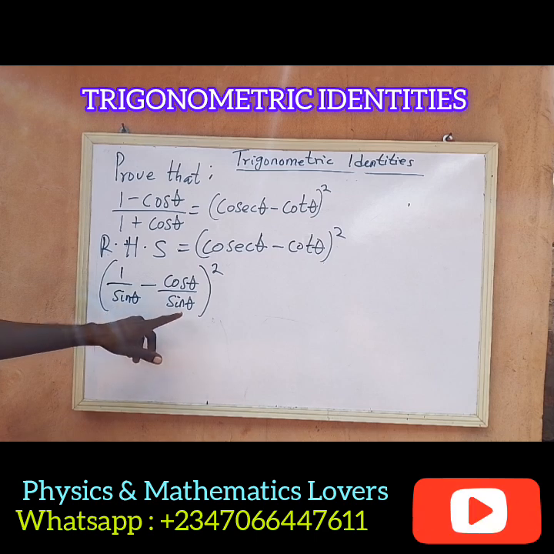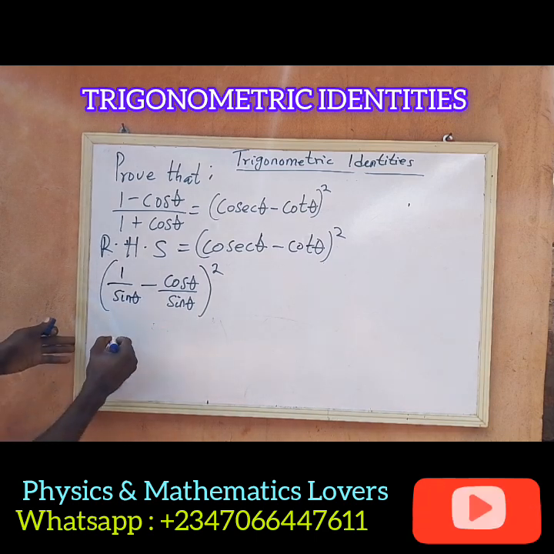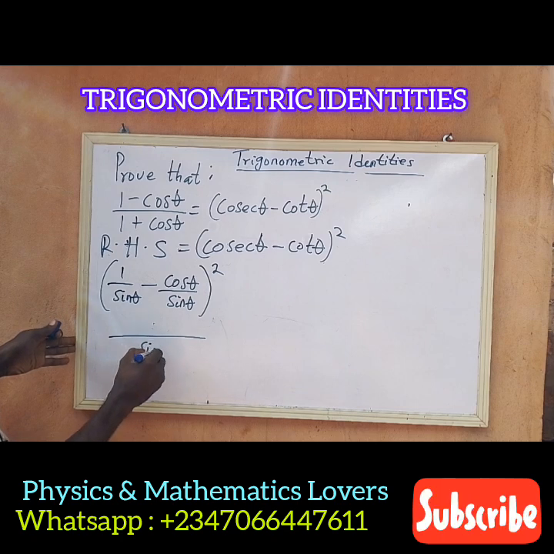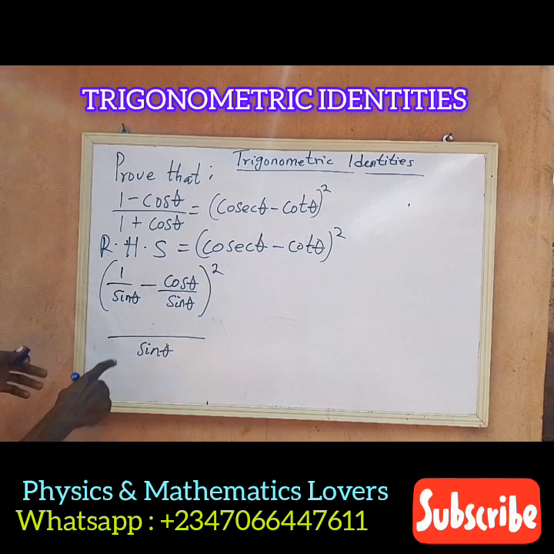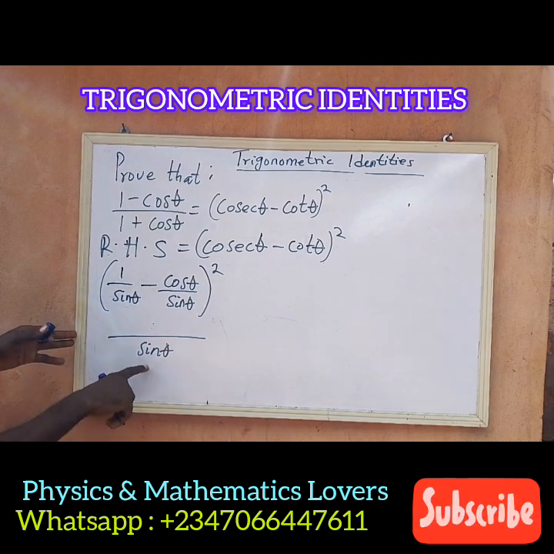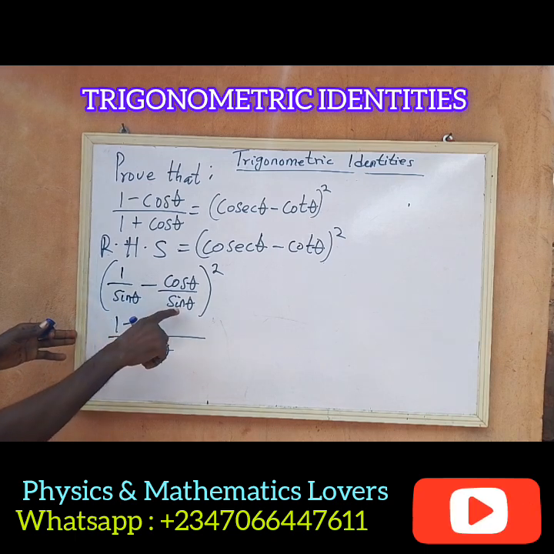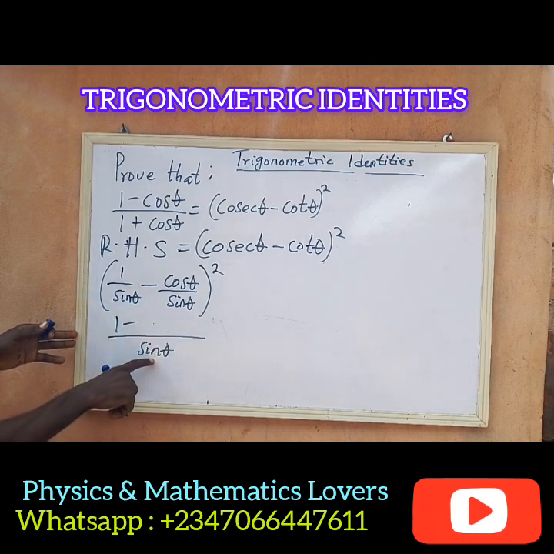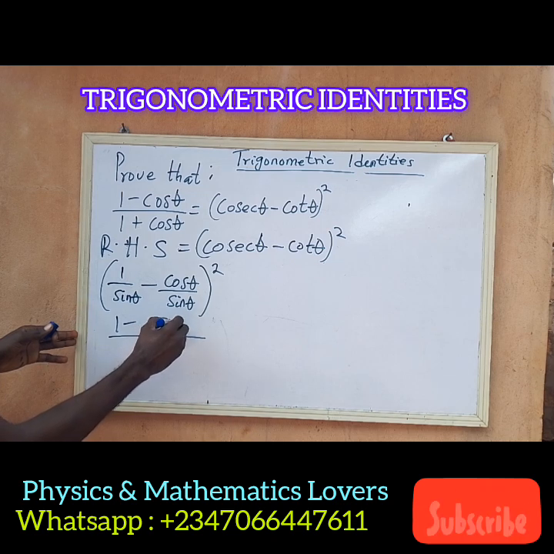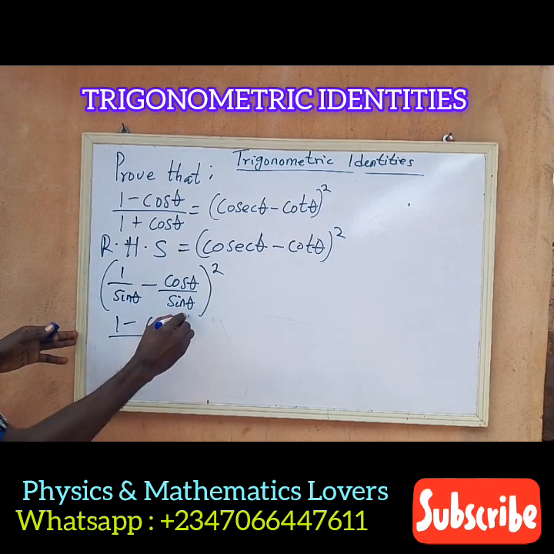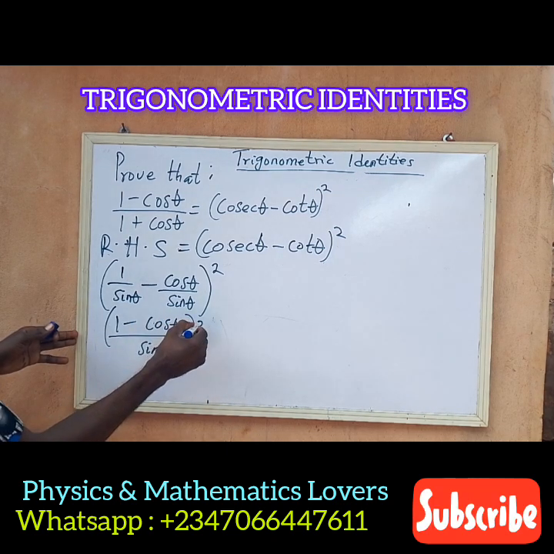Now the LCM will be what? Sine theta. We have sine theta here, sine theta here, so that is the LCM. If sine theta is the LCM, and this goes here, it will be 1. Then 1 minus, if this goes here, it will be 1. Also multiply this by 1 minus cos theta. Then everything now all squared.